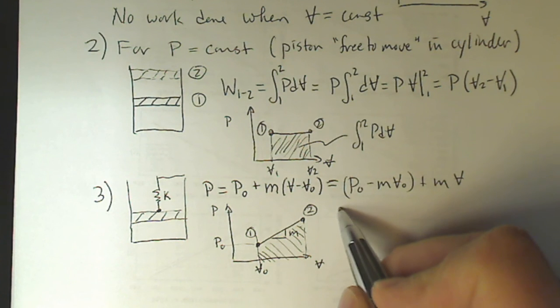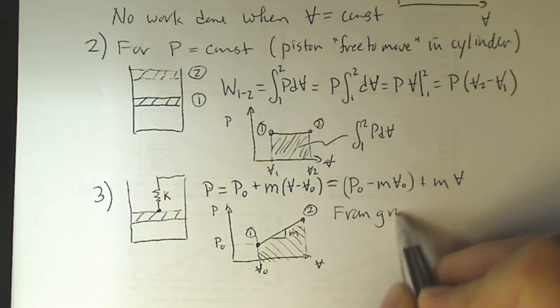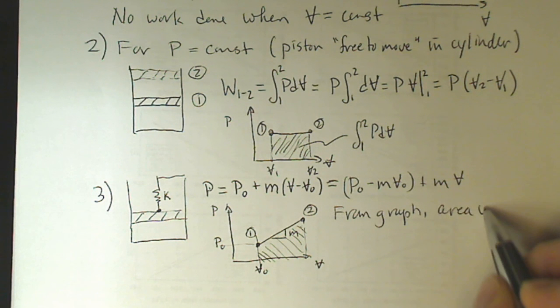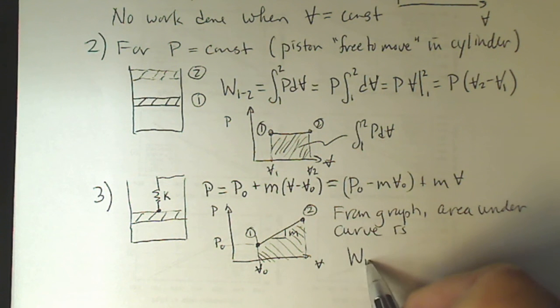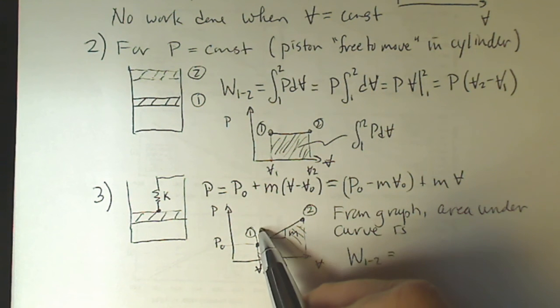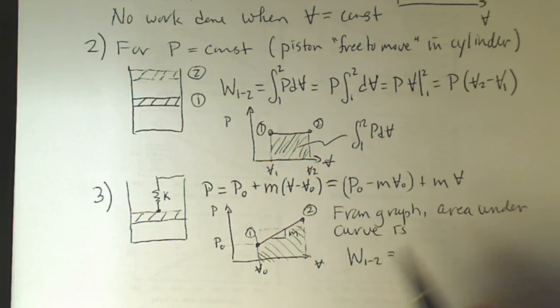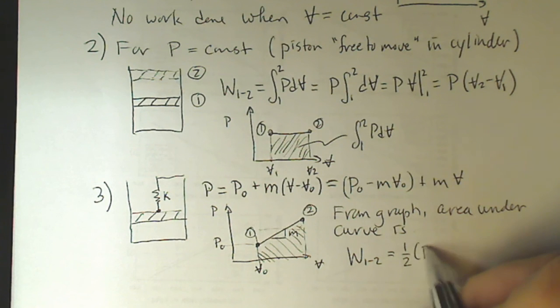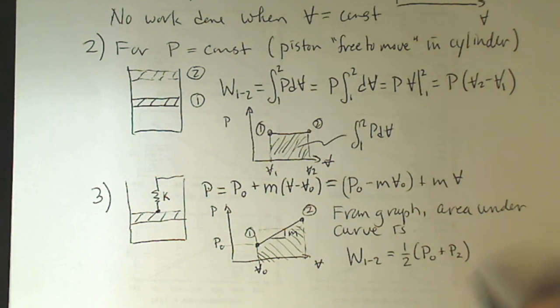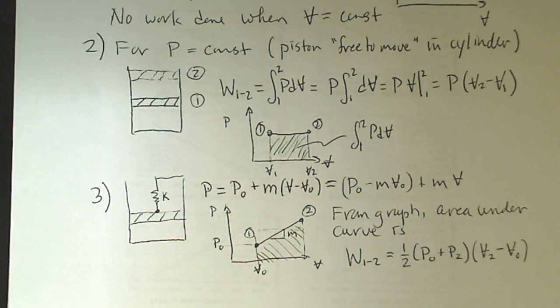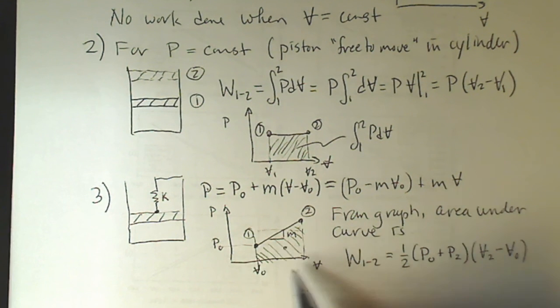But just from the graph, the area under the curve is what? Work from 1 to 2 is the average height of this trapezoid. So the average height is, according to what I've written there, P0 plus P2. Now, I should have called this V1 and V0, but V1 and P1, but I didn't. So that's the average height, and then I've got to multiply times the width, which is the change there. So we can evaluate that quite nicely from this little formula.